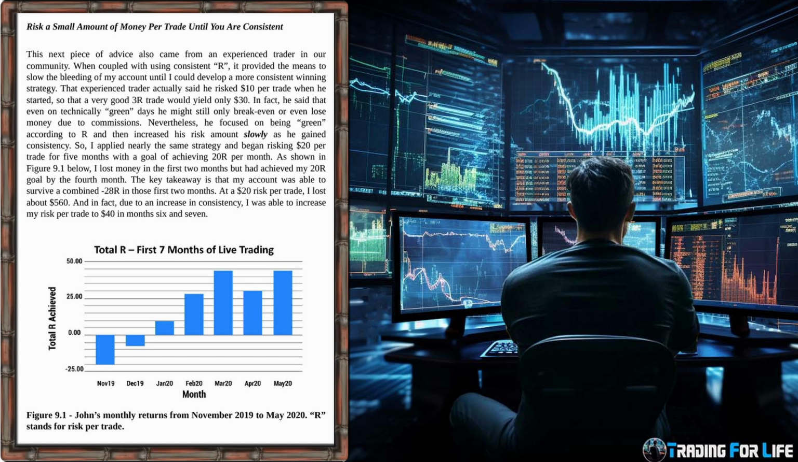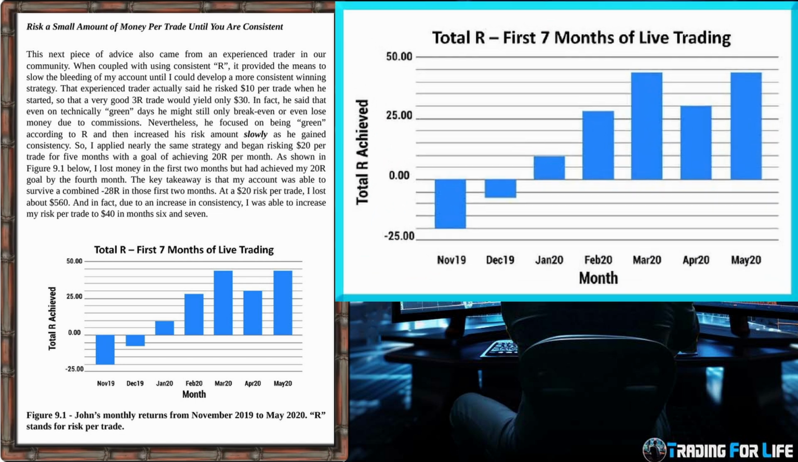So I applied nearly the same strategy and began risking $20 per trade for 5 months with a goal of achieving 20 R per month. As shown in figure 9.1 below, I lost money in the first 2 months, but had achieved my 20 R goal by the 4th month. The key takeaway is that my account was able to survive a combined -28 R in those first 2 months.